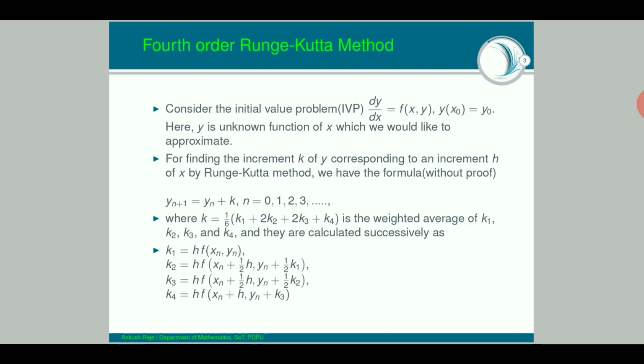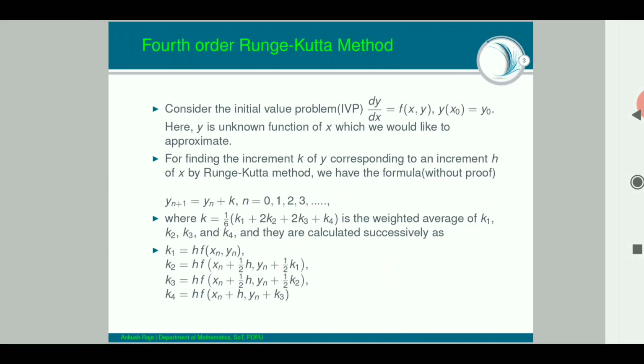Then what is the formula? The formula is y(n+1), which is the next approximation for y, is equal to yn, which is the current approximation, plus k, where n is running from 0, 1, 2, 3 and so on. What is that k then? That k is equal to 1 by 6 into (k1 plus 2k2 plus 2k3 plus k4).